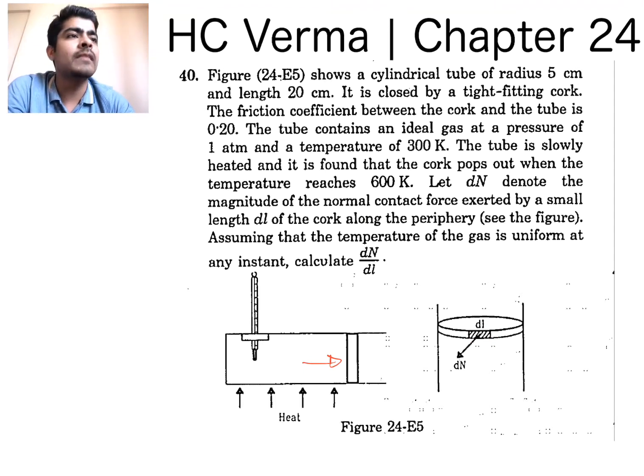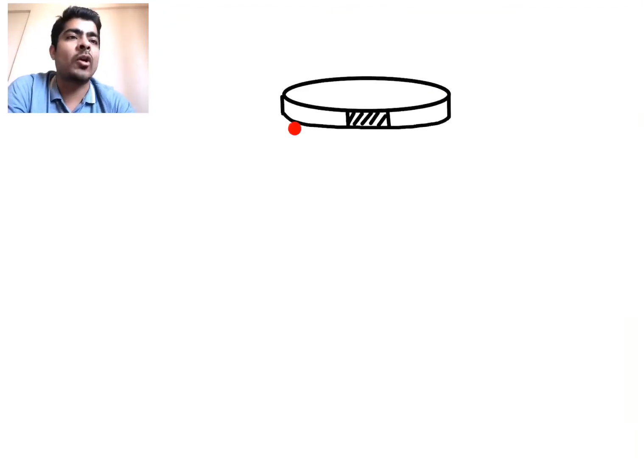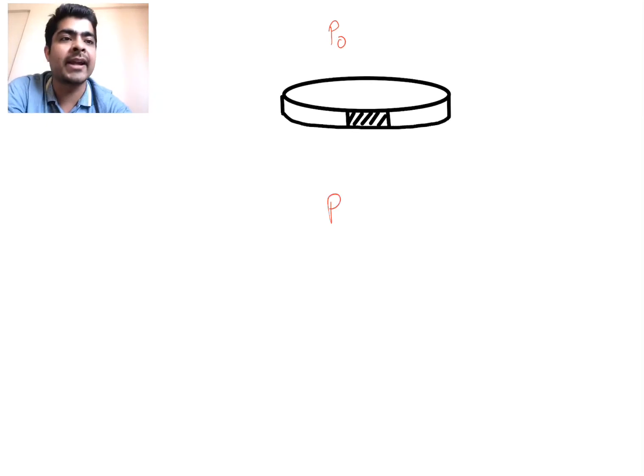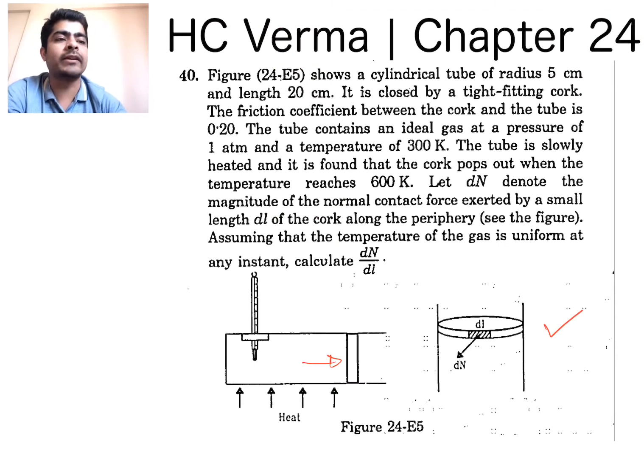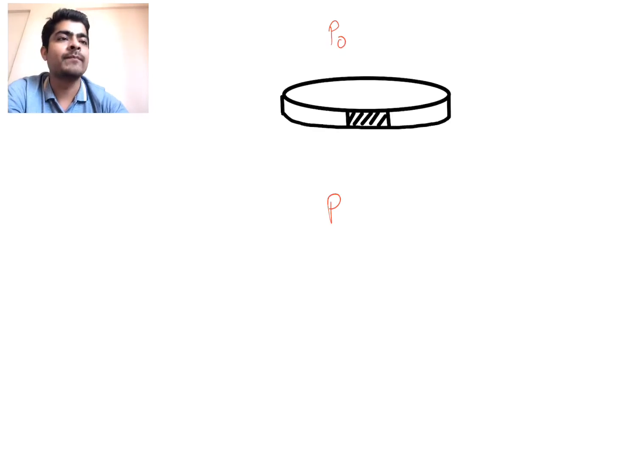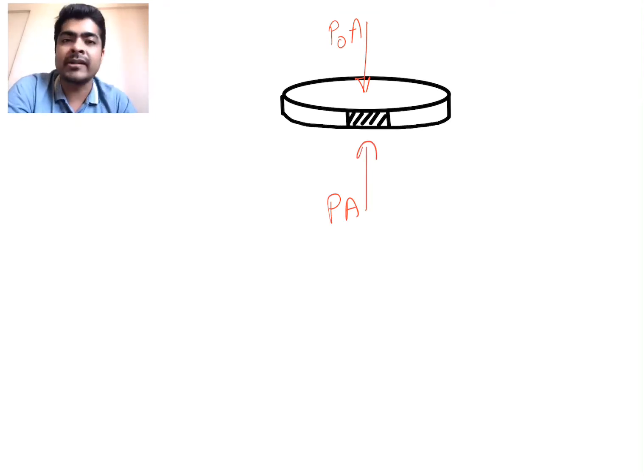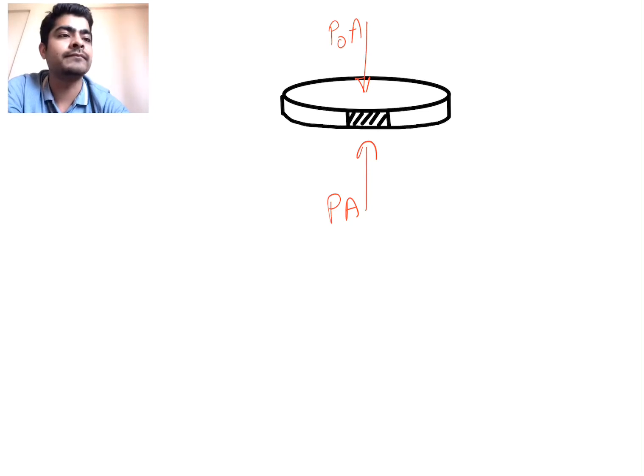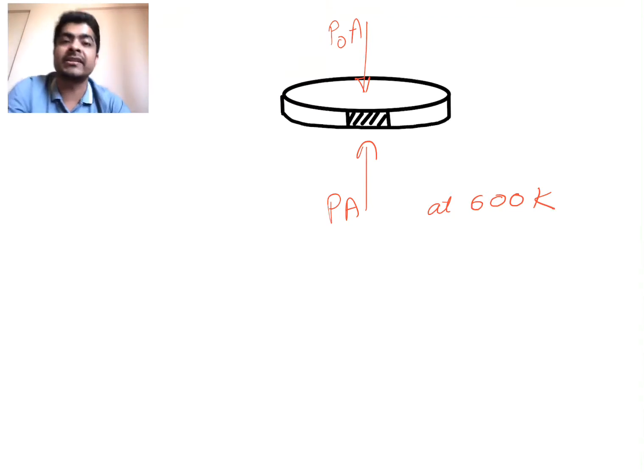Okay. Now let's say this is your cork. Okay, this is your small element dN. So on the outside pressure is P naught, on the inside pressure is P. I am basically following this diagram over here. So bottom is inside, top is outside. So outside pressure will apply a force P naught into area downwards. Inside pressure will apply a force P into area upwards. We are talking about 600 Kelvin. Okay, at 600 Kelvin, that's when the friction is reaching the limiting value.